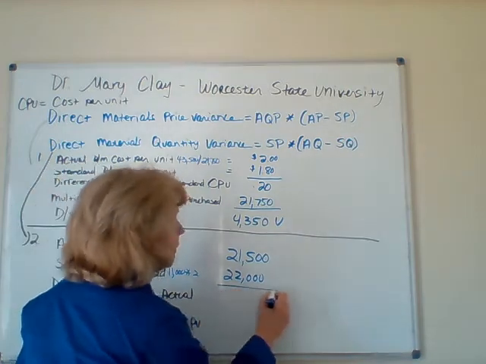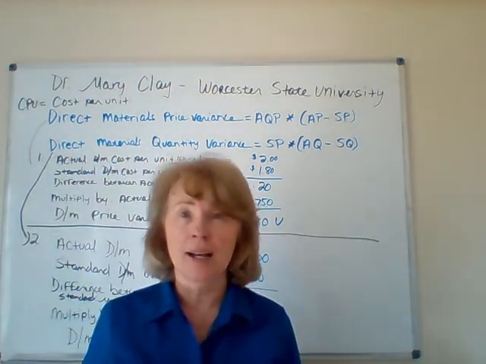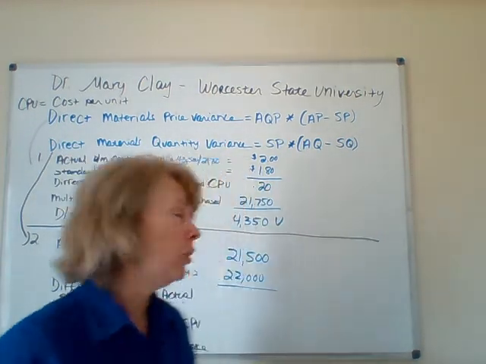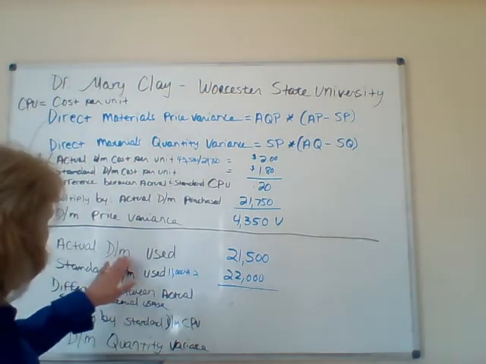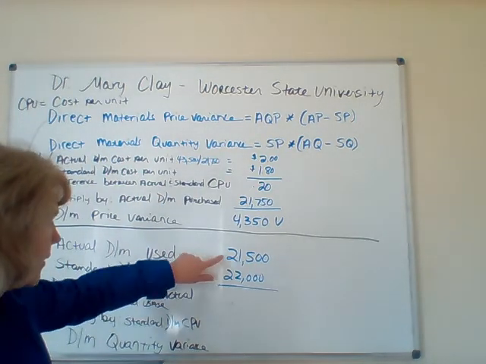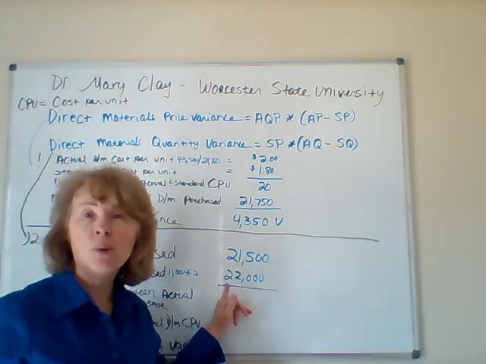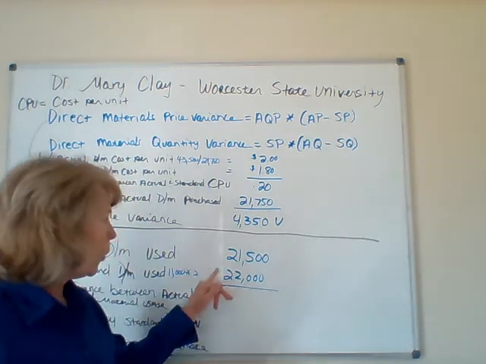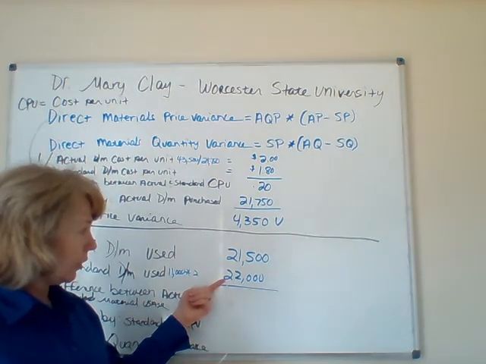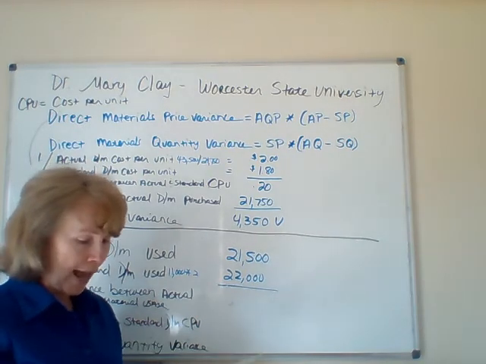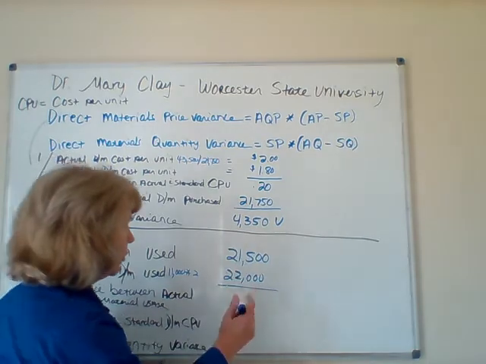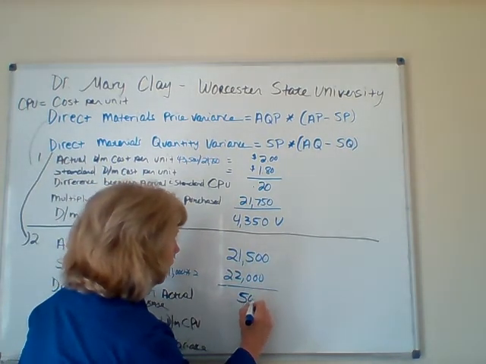Again, do not do this mindlessly. Understand when it's favorable or unfavorable. The actual direct materials used is the actual. Here's the standard, this is what you estimated. Well, guess what? That's good. You estimated your standard for more than what actually happened. So you take the difference between the two, and that is 500.